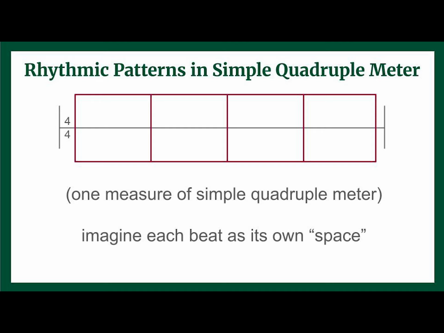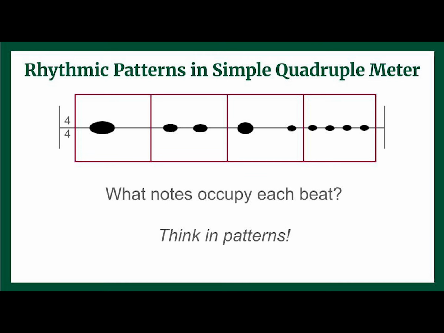Within each of these 4 spaces, a number of different things could happen, and I'm trying to capture the sounds in my head as holistic patterns. I could hear one event that starts at the beginning of the beat. That would be a quarter note. I could hear 2 evenly spaced events in one of these boxes, and that would be 2 eighth notes.